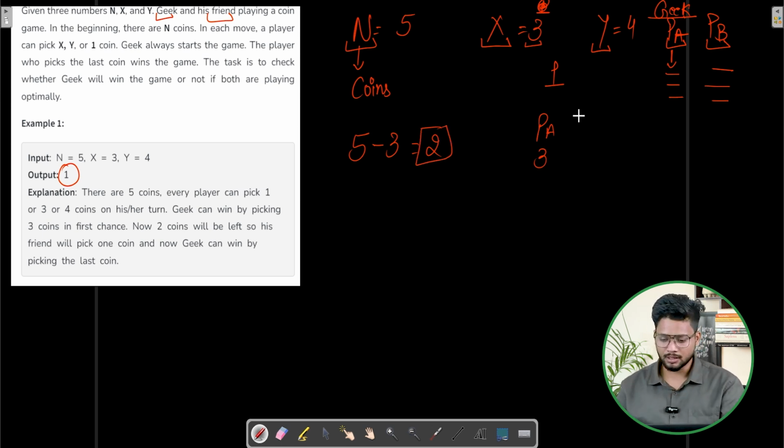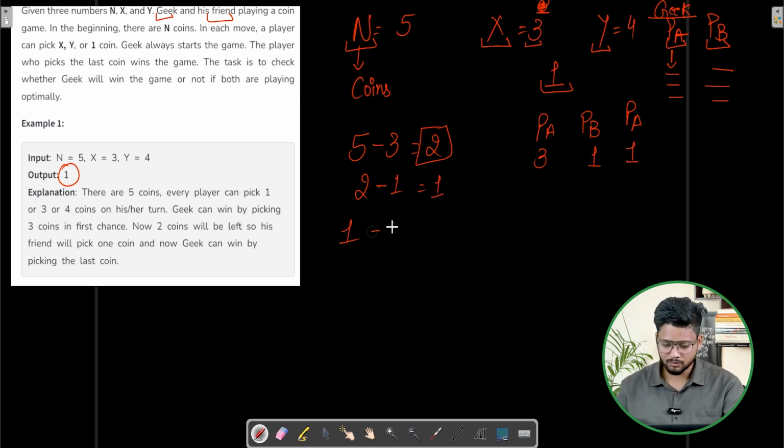Now the turn is of player B. Can he take 3 coins? No. Can he take 4 coins? No. Can he take 1 coin? Yes. So player B has to take 1 coin. Now the turn is of player A. So 2 minus 1 is going to be 1, and player A has taken 1 coin. Now the number of coins is 1 minus 1, that is 0. The last coin was picked by player A, that means A is the winner, means Geek is the winner. So we will return 1 if he wins the game.